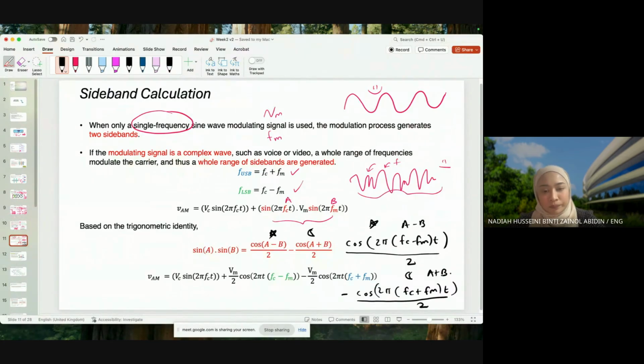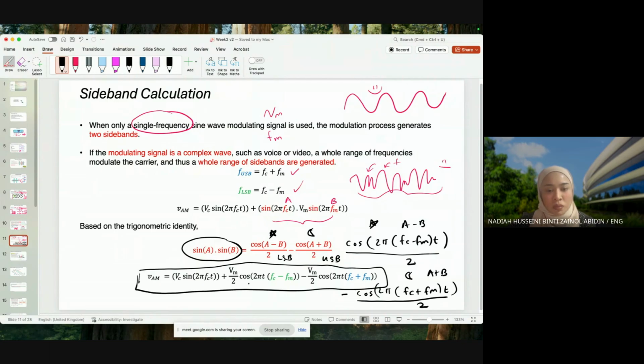So basically what we did was we have these two sines multiplied together. We used the trig identity, expanded it, and we found out that we have a lower sideband and an upper sideband. So how does this look in the frequency domain? This is the completed equation.